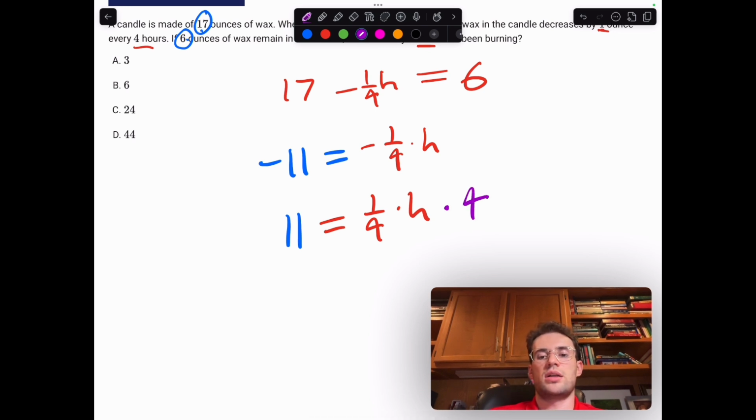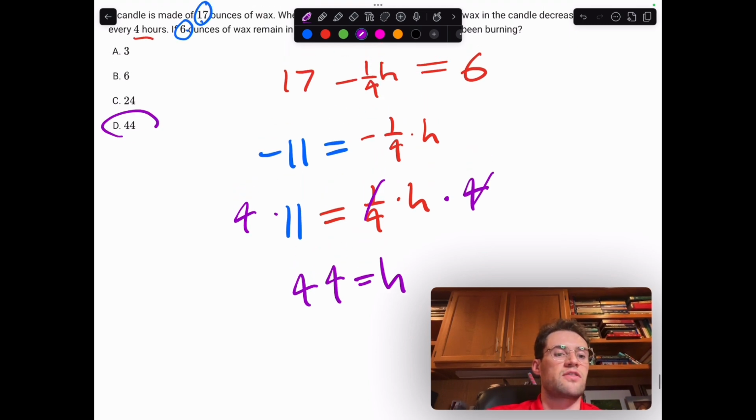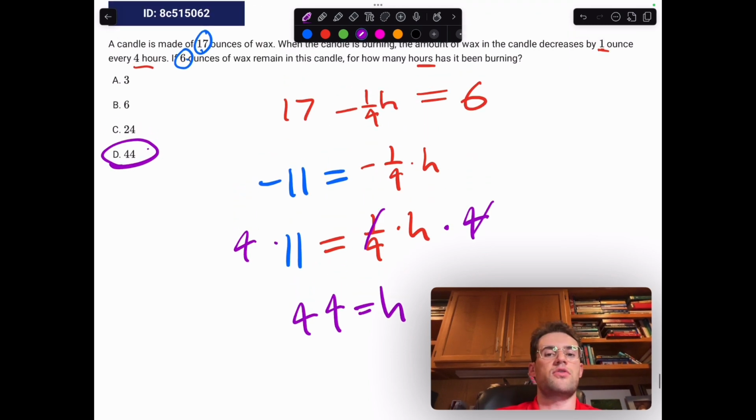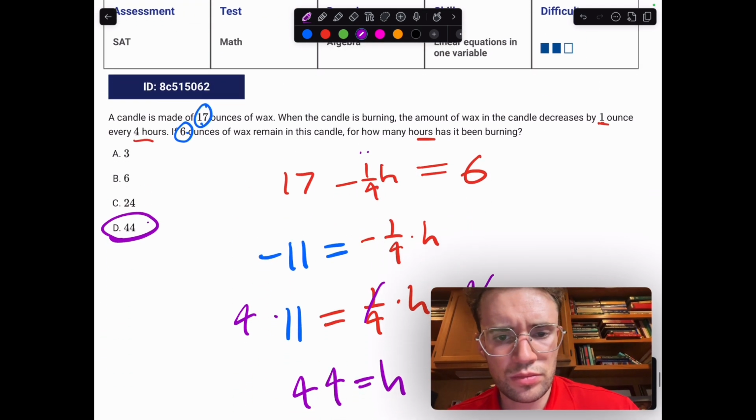Well, to get rid of the times 1/4, you multiply both sides by 4, the reciprocal of 1/4. 4 divided by 4 is 1, so we just get 1h is equal to 4 times 11, which is 44. So it takes 44 hours. And if you plug 44 into this original function, that would work. You could also use this original function, that's the same thing. 17 minus 6 is 11. Then you plus 1/4 h on both sides. All right, and that's the last question.